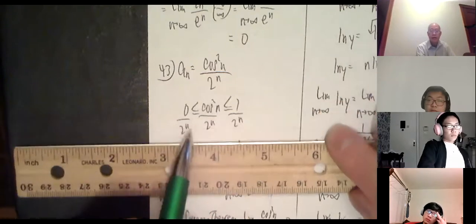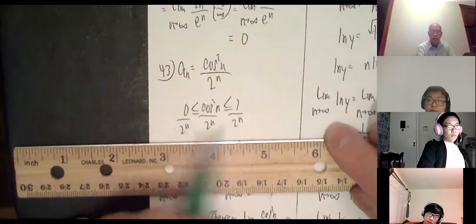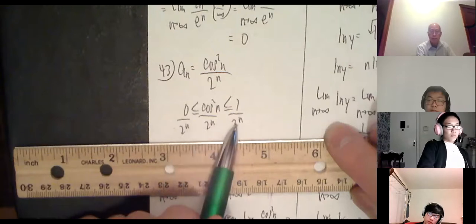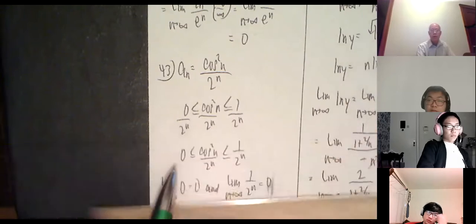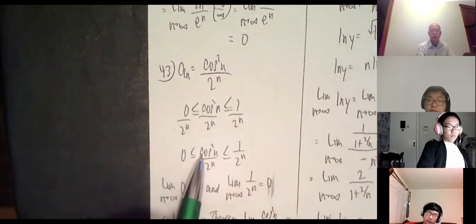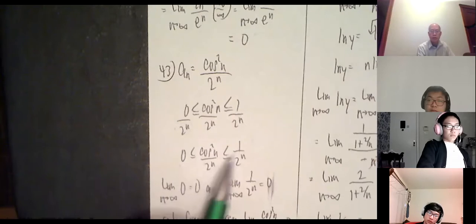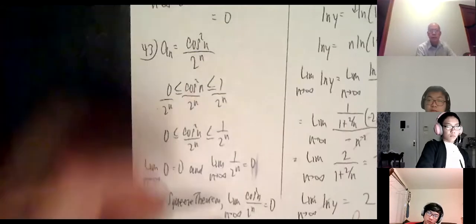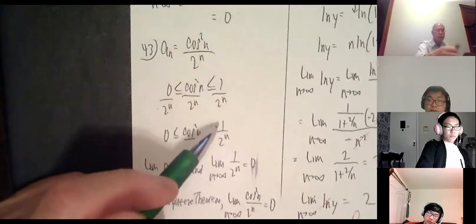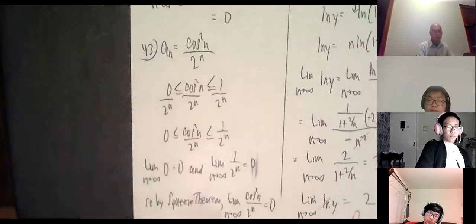And then I divide all 3 sides by 2 to the n, which is positive. So I now have 0 less than or equal to cosine squared of n over 2 to the n, less than or equal to 1 over 2 to the n. And you may recall the idea behind the squeeze theorem.